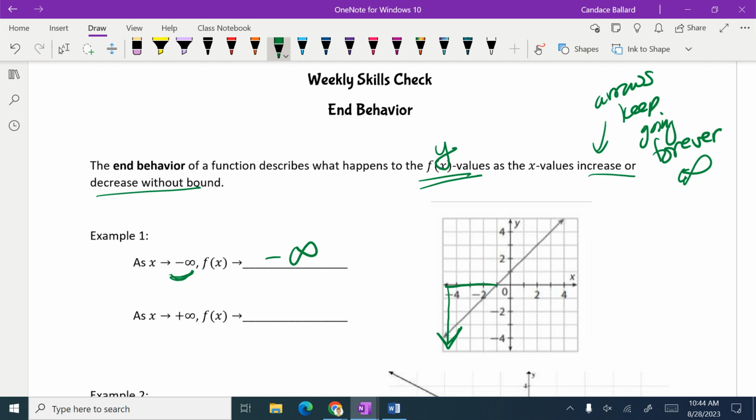Not a whole lot to it other than that. This is saying x is going to the right, towards positive infinity. So as my x moves this way, what direction is my y moving in this picture? Up, up, up, up, up, up, towards positive infinity.